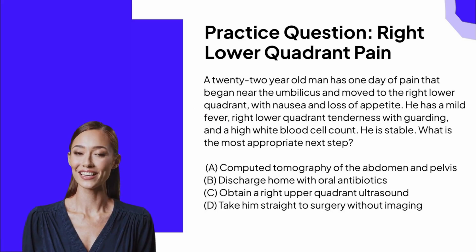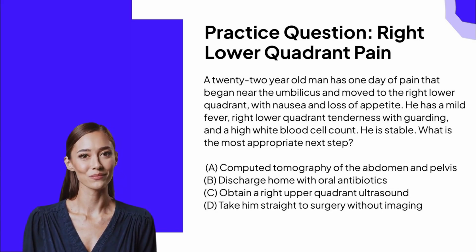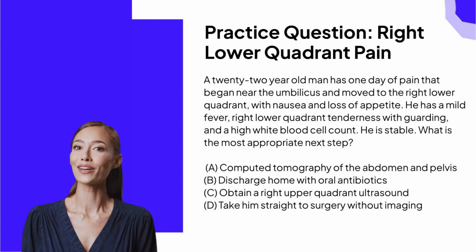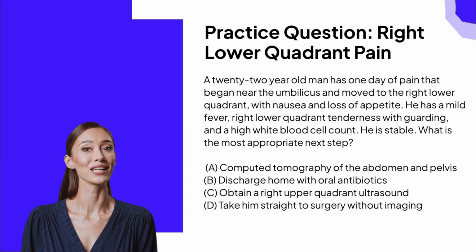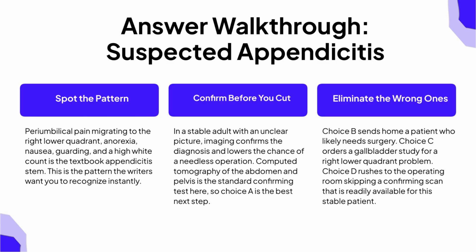Let us work a classic appendicitis stem. A 22-year-old man has pain that started around the umbilicus and then migrated to the right lower quadrant, with nausea, loss of appetite, a mild fever, guarding, and an elevated white blood cell count. He is stable. The question asks for the most appropriate next step. Pause the video, commit to an answer, and then we will walk through why one choice is better than the rest. Here is the walkthrough.